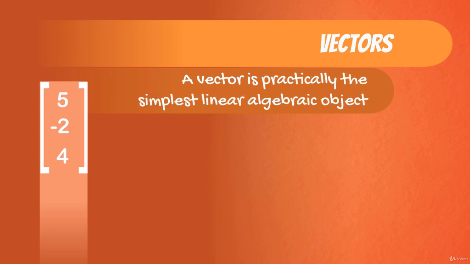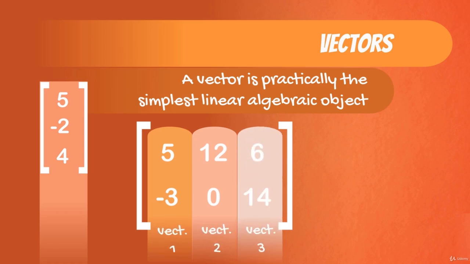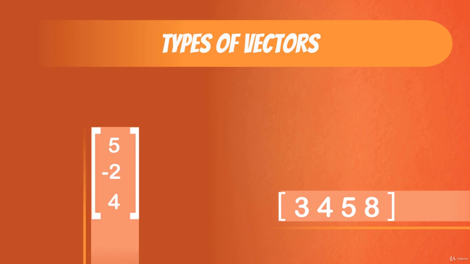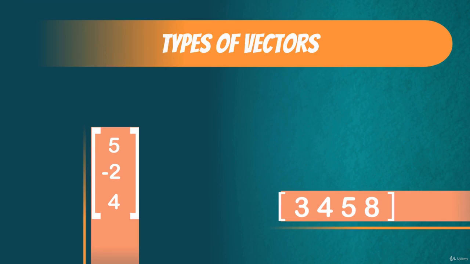Since a scalar is basically a number, a vector is practically the simplest linear algebraic object. Due to the many applications of vectors, they have this special name and are often examined as a separate object. Moreover, it is more common to view a matrix as a collection of vectors rather than a vector as a special case of a matrix. Okay. Generally, there are two types of vectors: row vectors and column vectors. We just explored a column vector. Logically, we can have row vectors like this one: 3, 4, 5, 8.